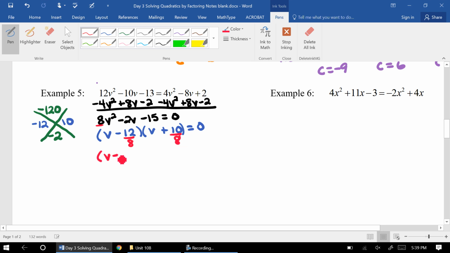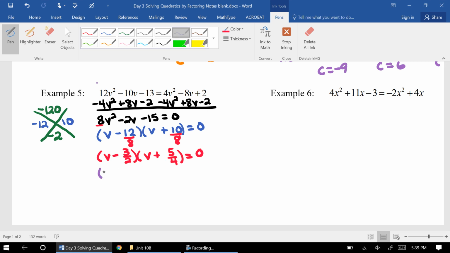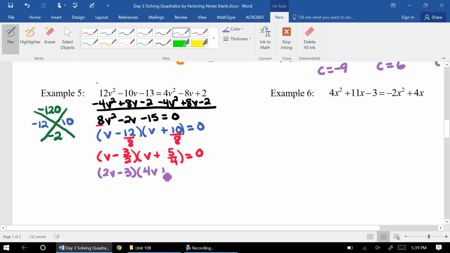Now I'm going to reduce. 12 over 8 is going to reduce to 3 over 2. And 10 over 8 is going to reduce to 5 over 4. Once they're reduced, I can go ahead and do bottoms up. So 2v minus 3 and 4v plus 5. Now I have it in factored form.